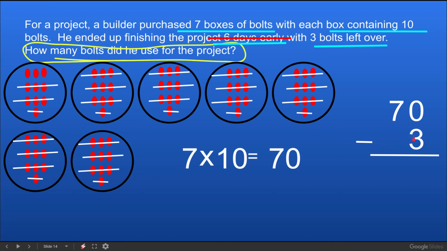So 70 minus 3. I cannot do 0 minus 3, so I need to borrow from my 7. My 7 becomes a 6, and my 0 becomes a 10. 10 minus 3 is 7, and 6 minus nothing is 6. So he ended up using 67 bolts for the project.